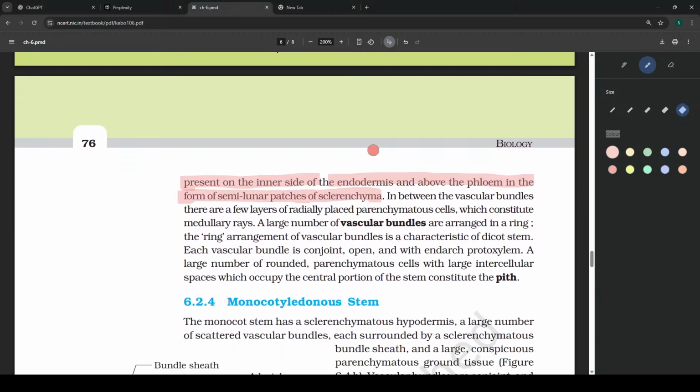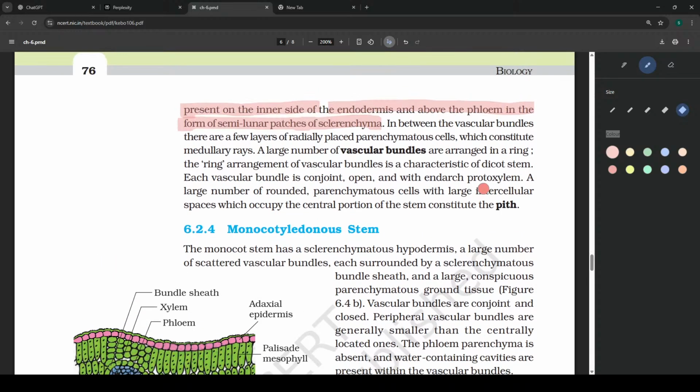Point to be remembered: in between the vascular bundles, there are a few layers of radially placed parenchymatous cells which constitute medullary rays. Pericycle is present in the inner part of the endodermis, and these are from the sclerenchyma cells. Next to that, in between the vascular bundles, there are a few layers of radially placed parenchymatous cells.